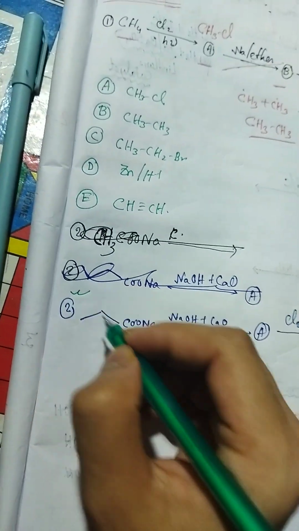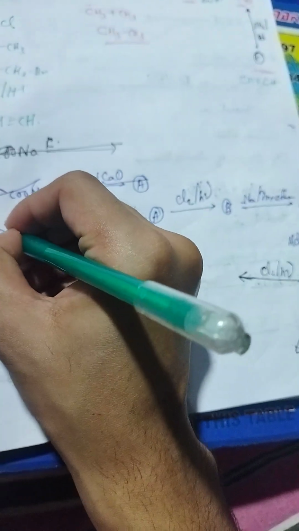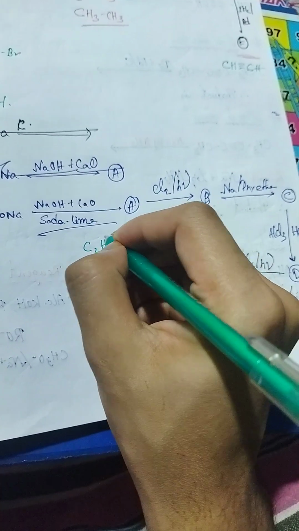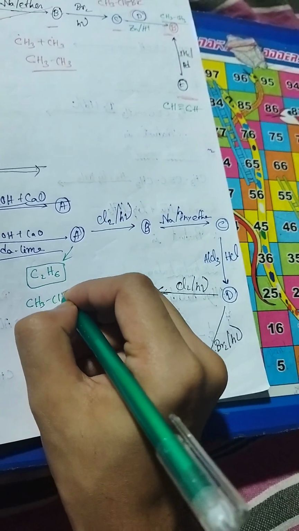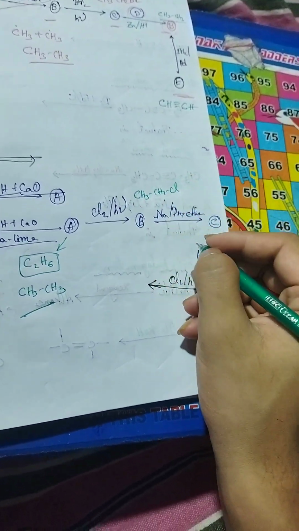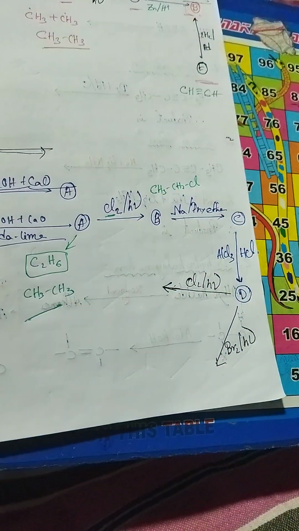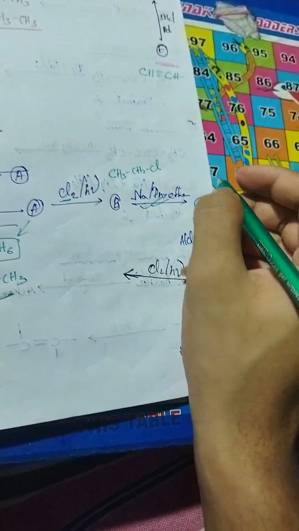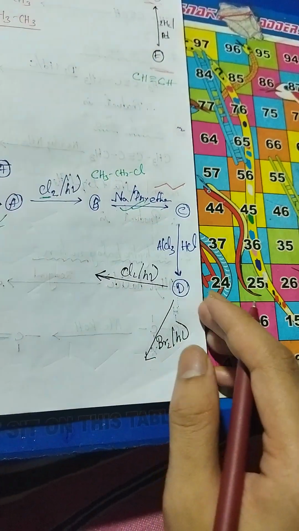And another question is this. Here this bond breaks and C2H6 is formed, and here A is C2H6, CH3CH3, and B is CH3CH2Cl, because here there is no secondary and tertiary carbon, that's why the primary alkyl halide is formed. Wurtz reaction, this is Wurtz reaction. So C is butane, 1 2 3 4.